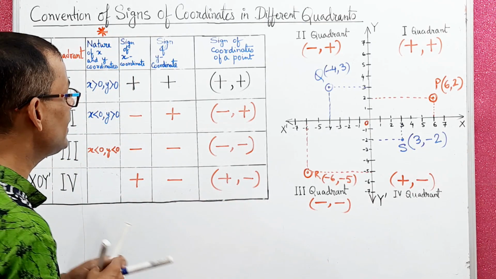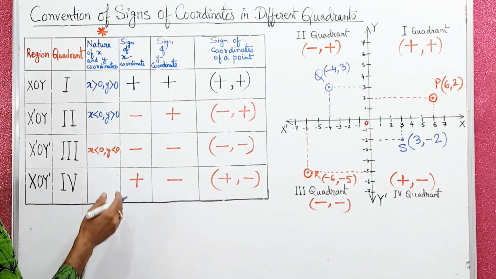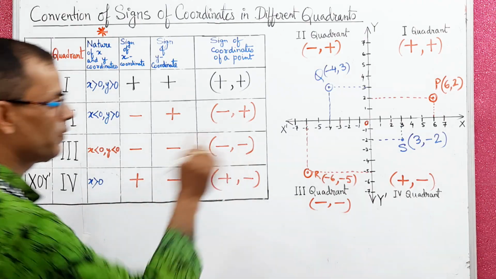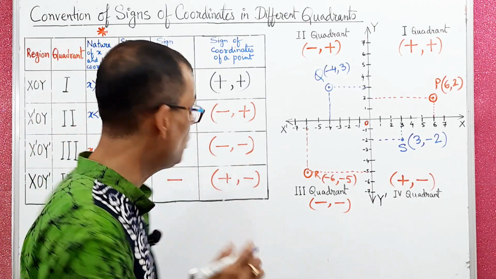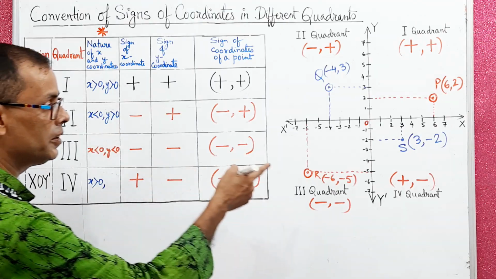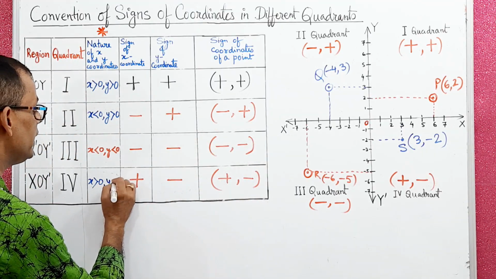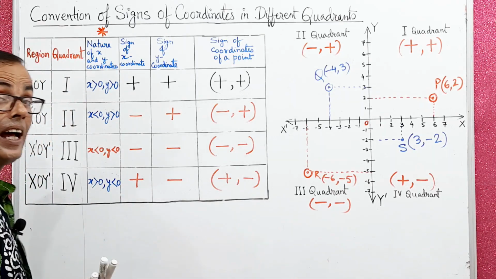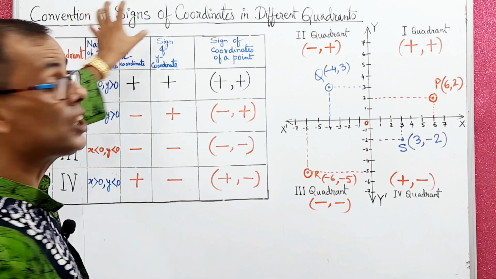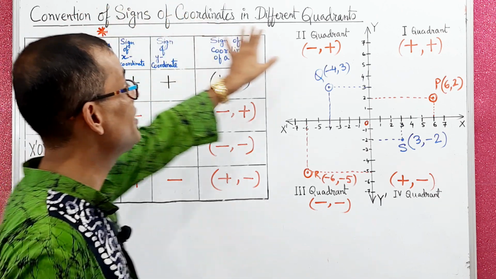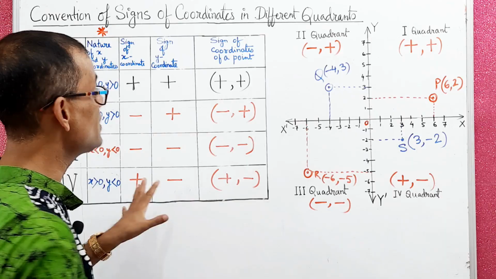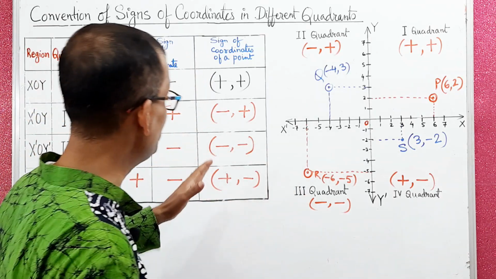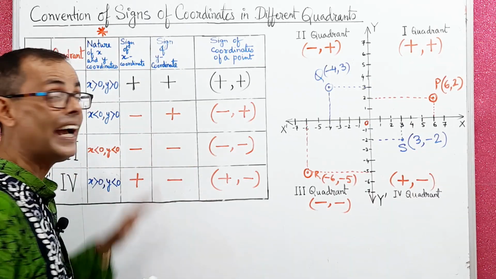And how will we write the nature of x and y coordinates? So x will be greater than 0 because x is 3. 3 is greater than 0. And y is negative, -2. So y is less than 0. So I hope now the conventions of signs of coordinates in different quadrants, this concept is clear to all the students who are watching this video till the end.